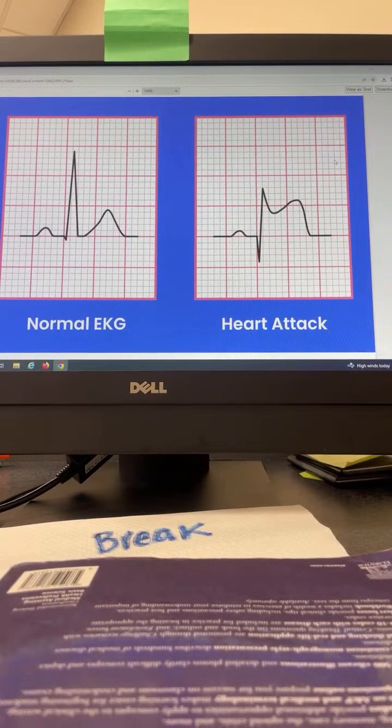This is what an EKG will look like. Normal EKG on the left. When someone's having a heart attack, you can see how the last waveform is elevated off the bottom. This is what we call ST elevation, this is a hallmark sign that someone's having a heart attack. So this is the EKG changes that the book is talking about. I thought it would be helpful for you to see a visual of what that would look like.